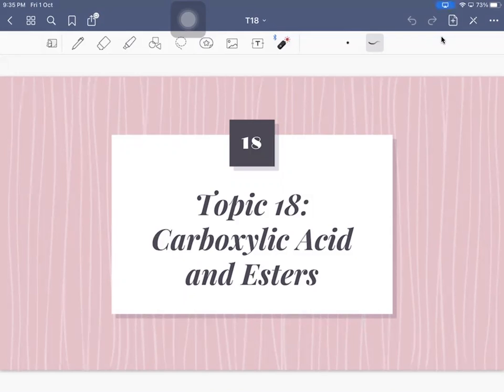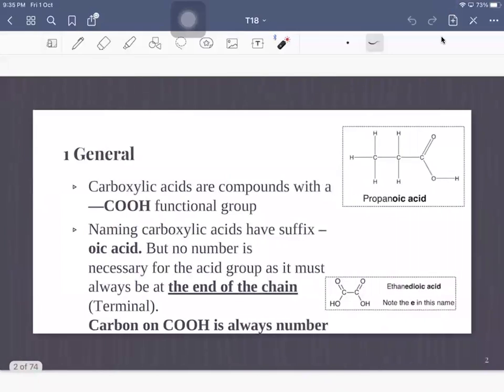Today we are going to start with a new topic, still under organic chemistry. This next functional group that we're going to look at is carboxylic acid and esters. Carboxylic acids are compounds with the functional group COOH.